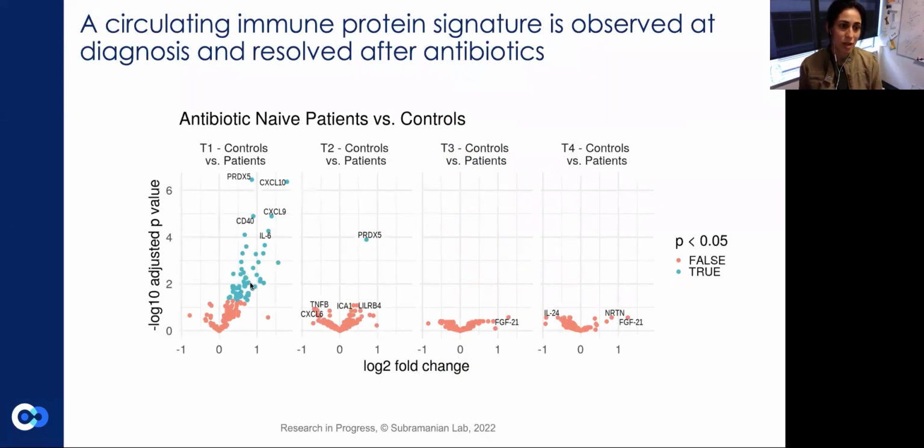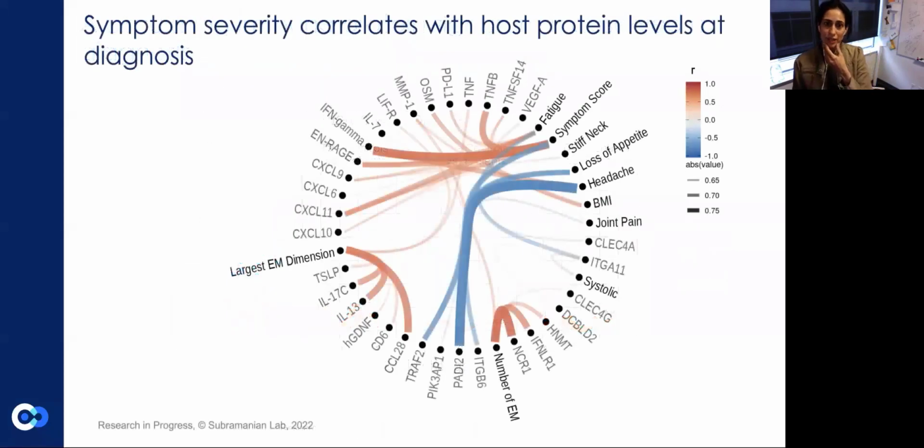which is that at the time of diagnosis, we can see upregulation of a unique set of proteins in patients compared to controls. But much of this resolves by about 2 weeks, which is T2, and then at 6 months and 1 year post-antibiotic treatment. So the circulating immune protein signature also occurs primarily at diagnosis. We then asked, all right, what happens if we look at the circulating immune protein signature stratified by symptoms in individuals? And we can uncover basically 2 signatures here.